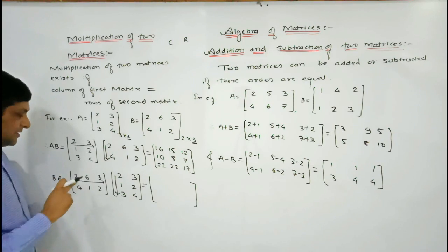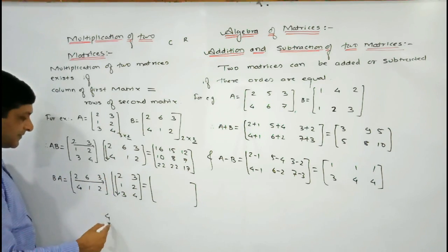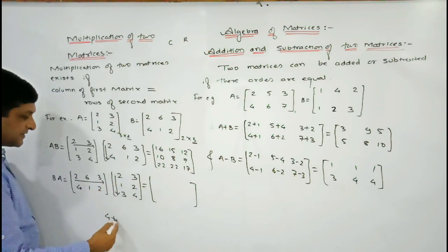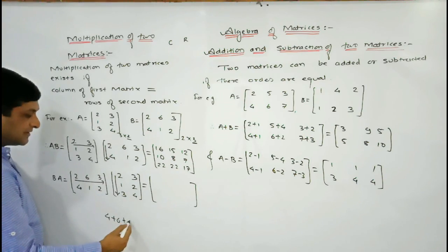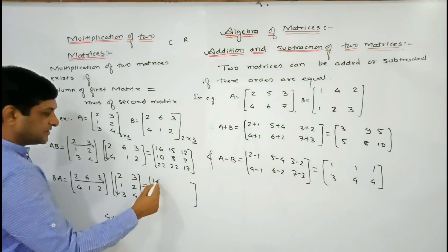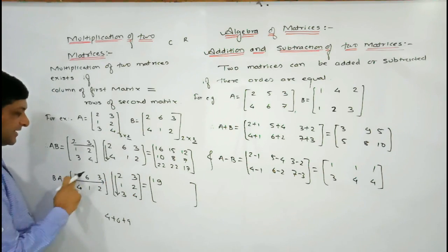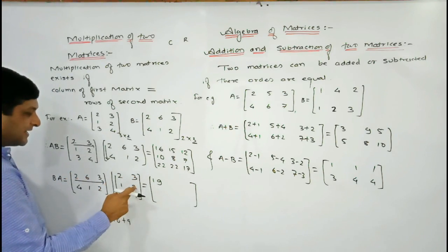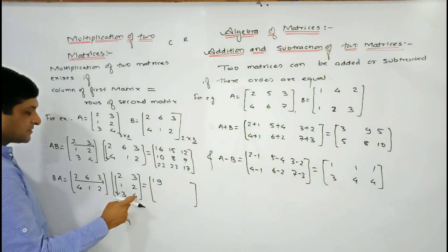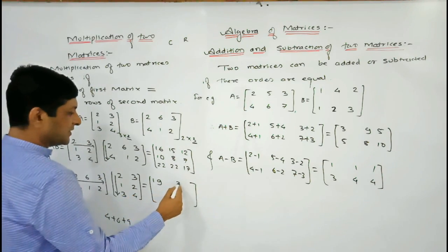So now observe what we'll get here. 4, again here 6 1s are 6 and here 3 3s are 9. So what is the addition here? 19. Now multiply this row by the next column. So what do we get here? 6 plus 12 is 18. 18 plus 12 will be equal to 30.